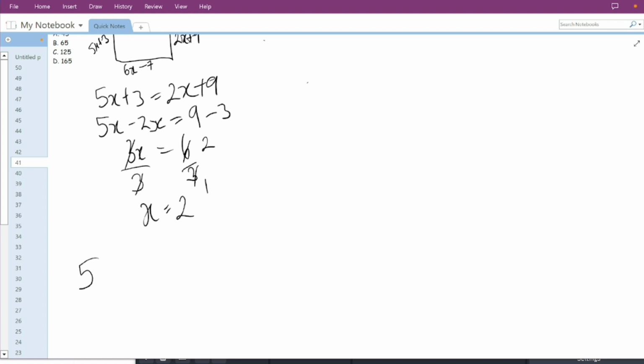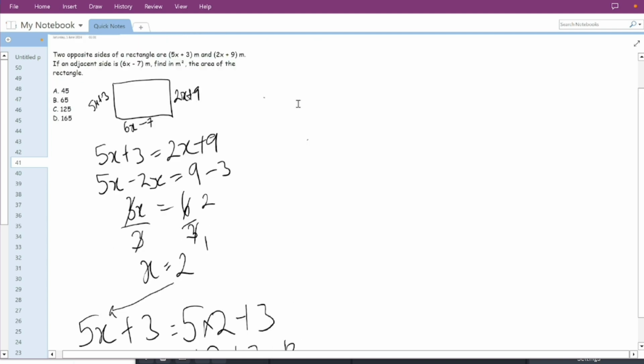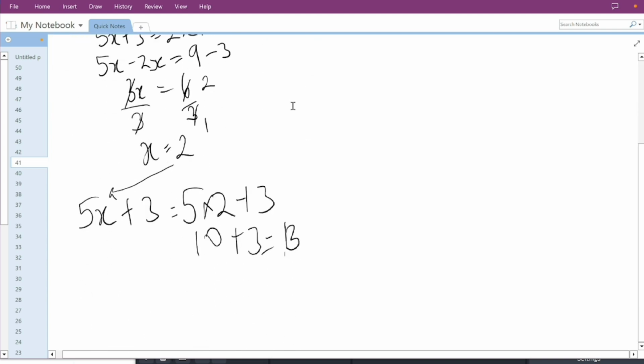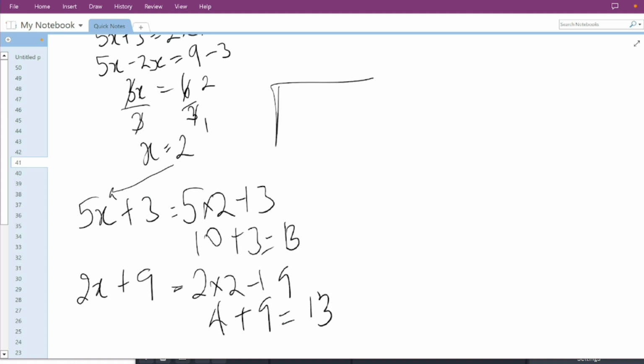So let's just take 5x plus 3, knowing that x is 2, so we have 5 times 2 plus 3. Since our x is 2, 5 times 2 is 10 plus 3, that will give you 13. Let's try the other opposite side to see if we'll get the same answer. So this second opposite side is 2x plus 9. We know our x is 2, so we have 2 times 2 plus 9. 2 times 2 is 4 plus 9, that's 13. That means any of the opposite sides is 13.